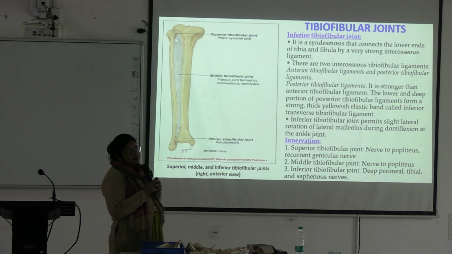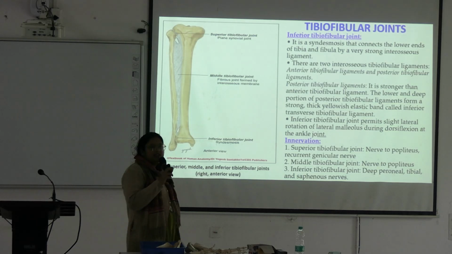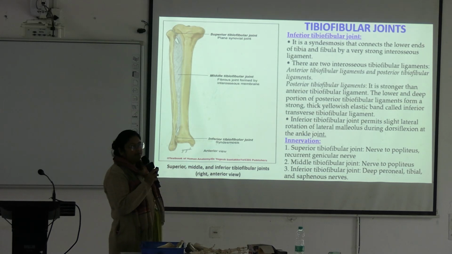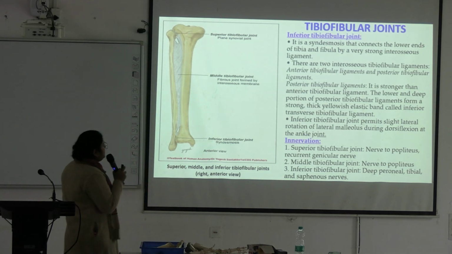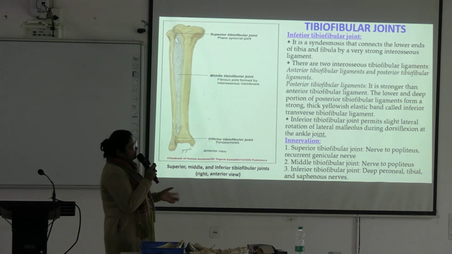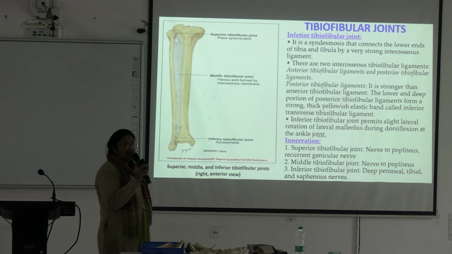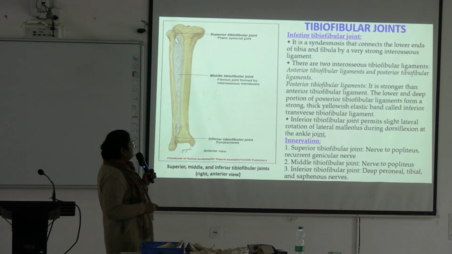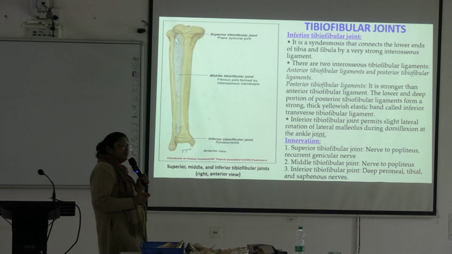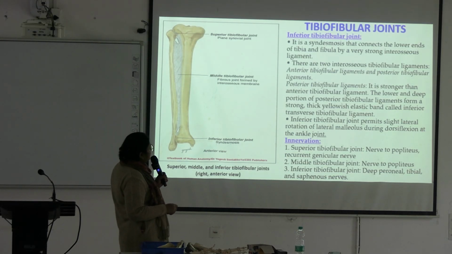That was one ligament of the ankle joint, okay, the inferior transverse tibiofibular ligament, which is a part of the posterior tibiofibular ligament. And the inferior tibiofibular joint permits slight lateral rotation of the lateral malleolus during dorsiflexion at the ankle joint. Okay, so this is the movement occurring here. Okay. Next, what is the innervation?